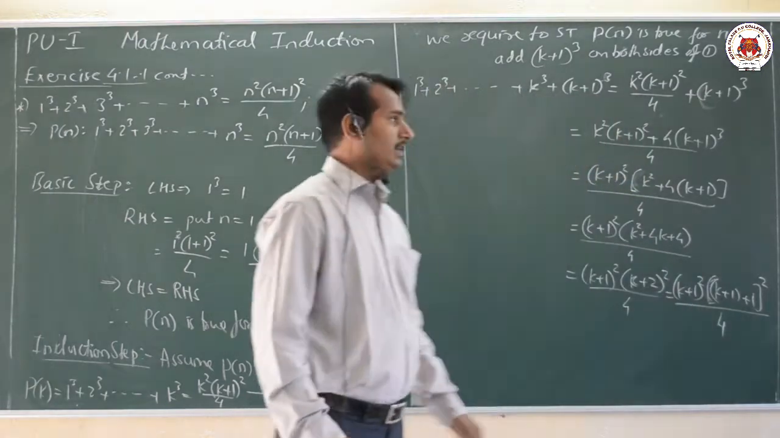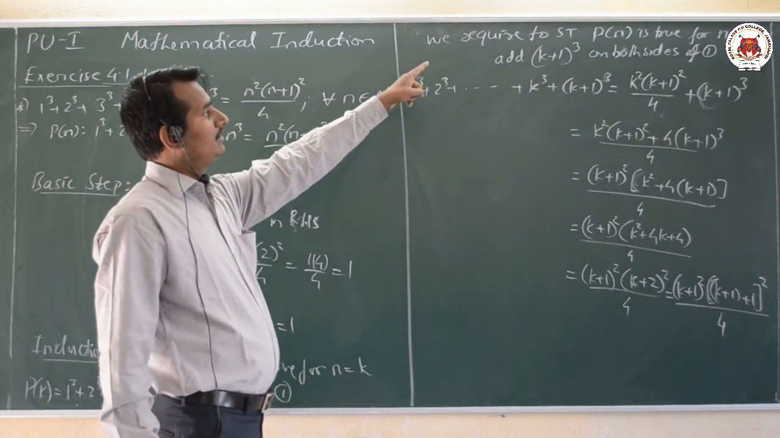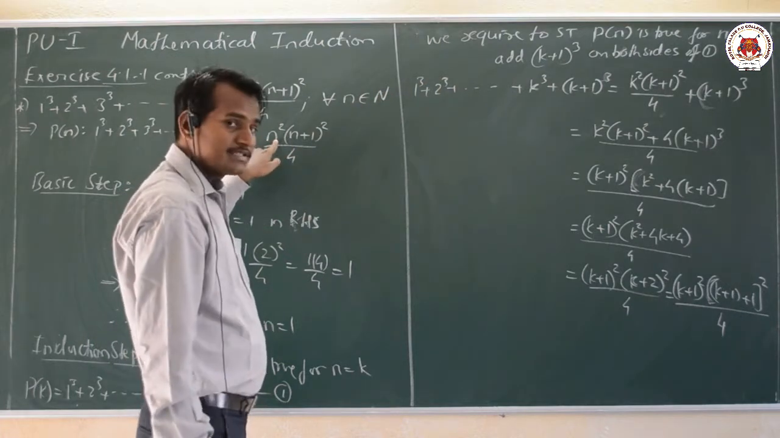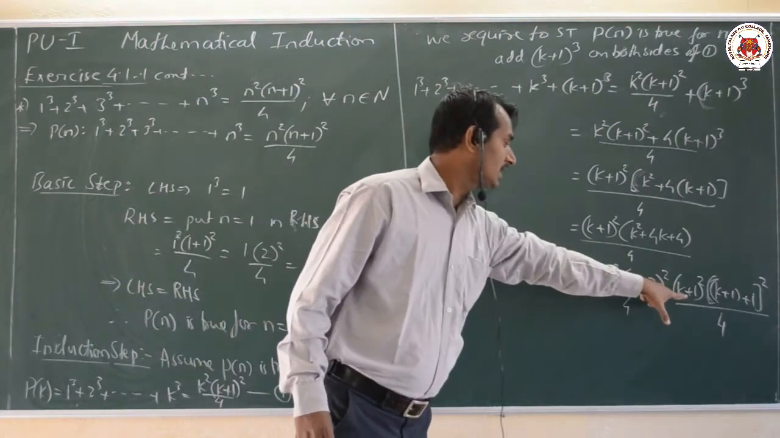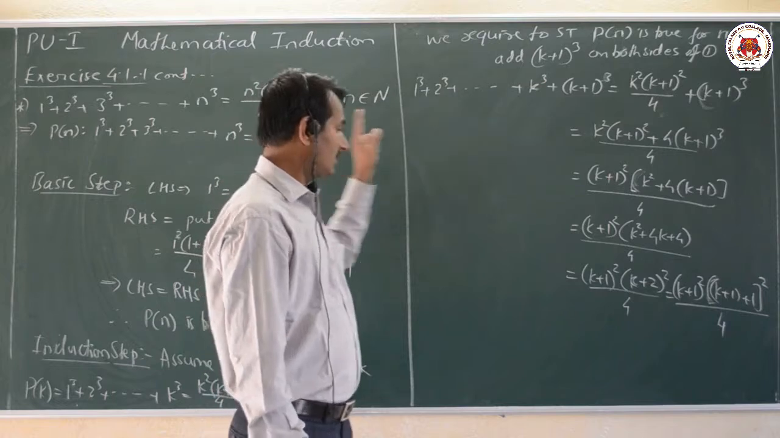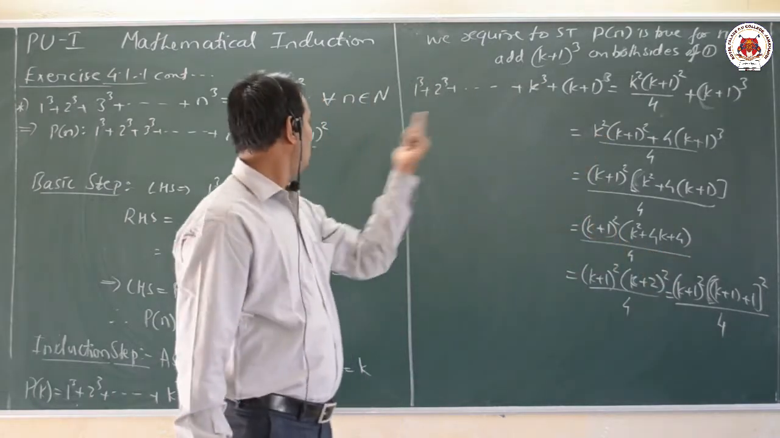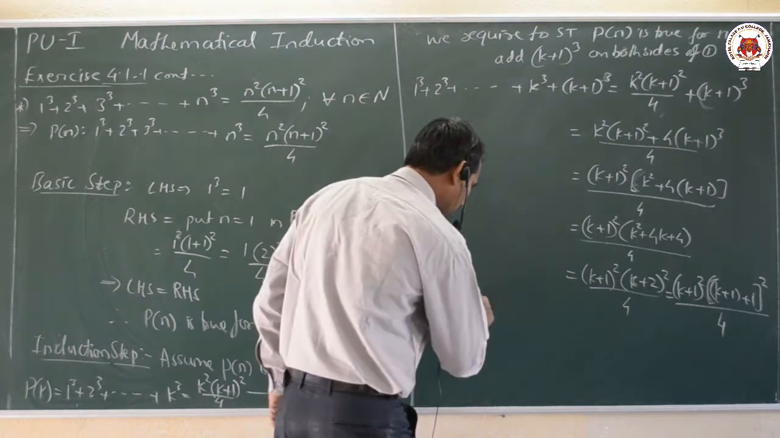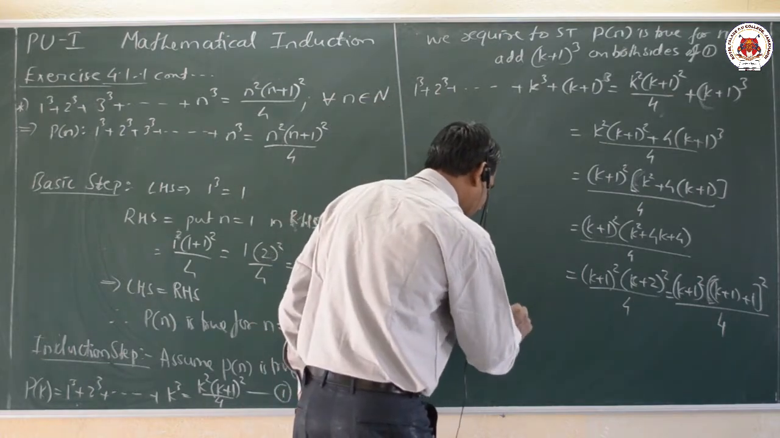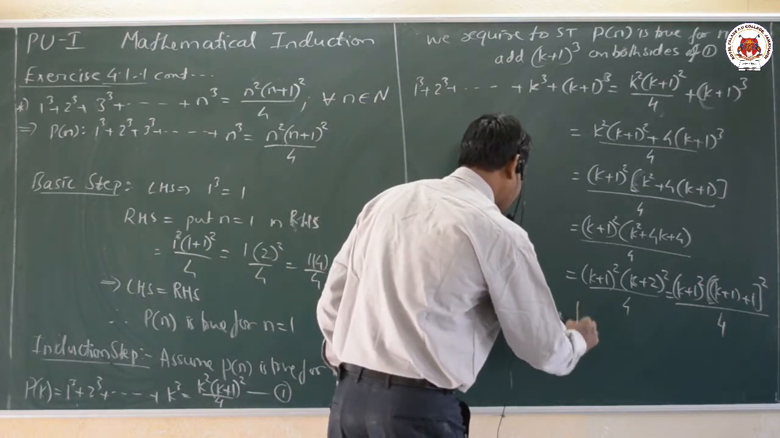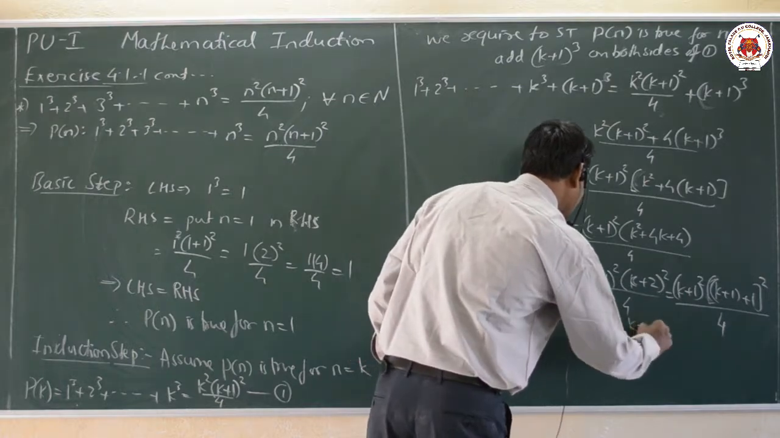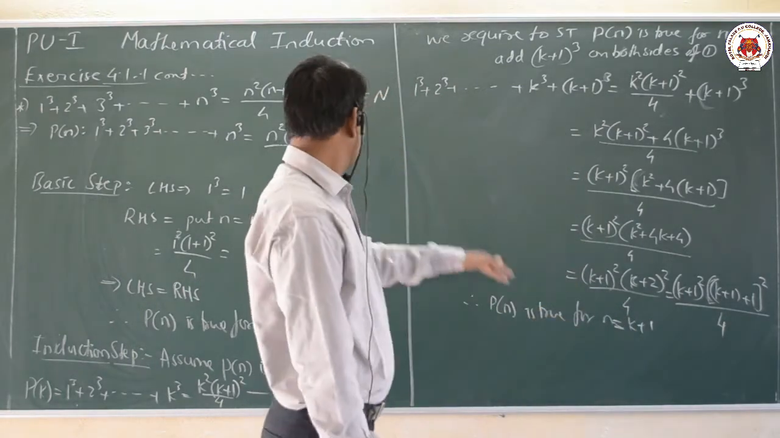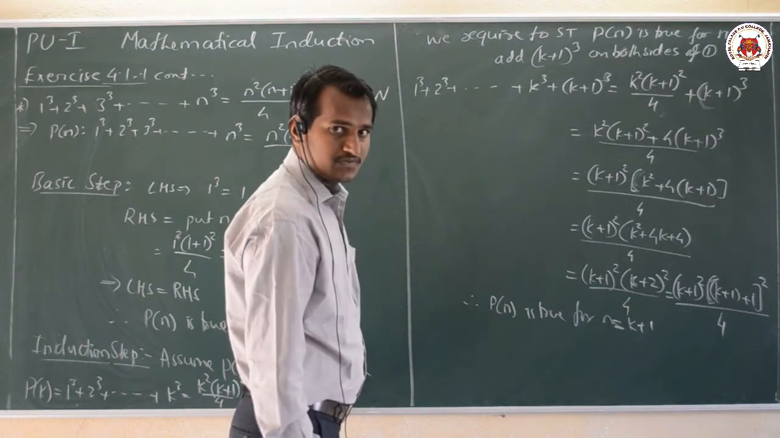Now here we can observe that we require to show that P(n) is true for n equal to k+1. That means in the place of n, what I got? k+1. n means (k+1)² divided by 4, I got. So therefore what we can conclude is, P(n) is true for n equal to k+1, or just simply you can say P(k+1) is true whenever P(k) is true, whenever equation 1 is true.